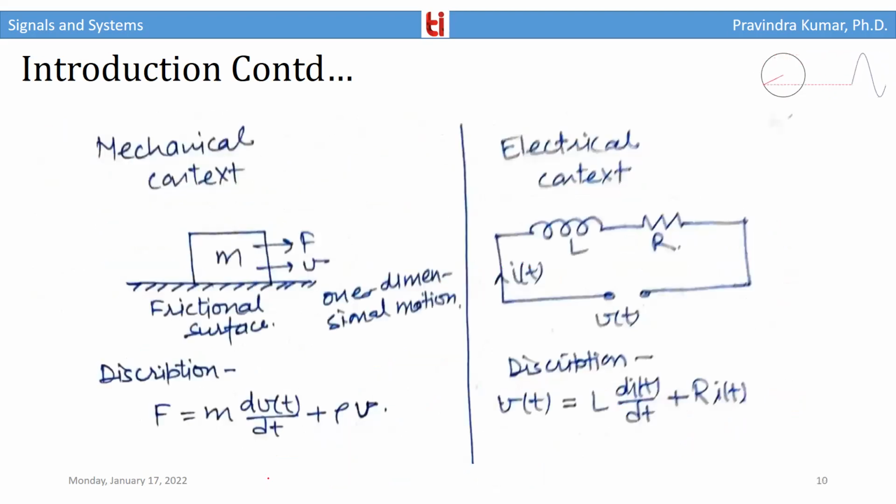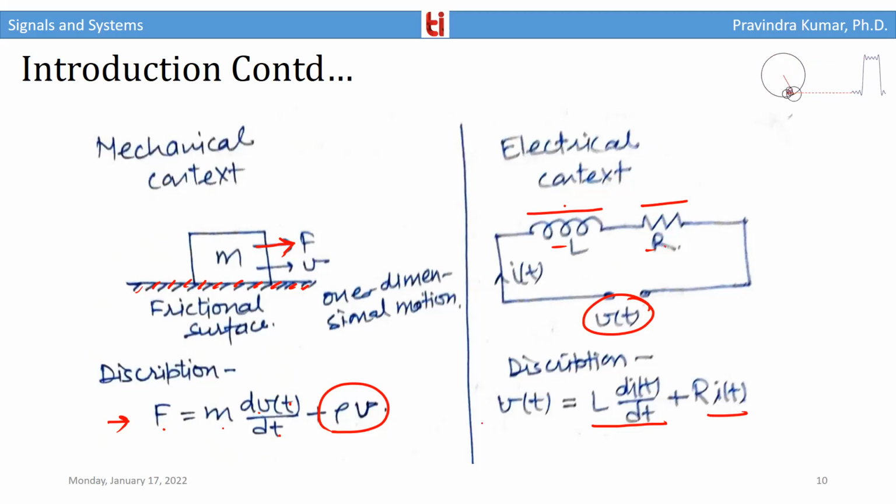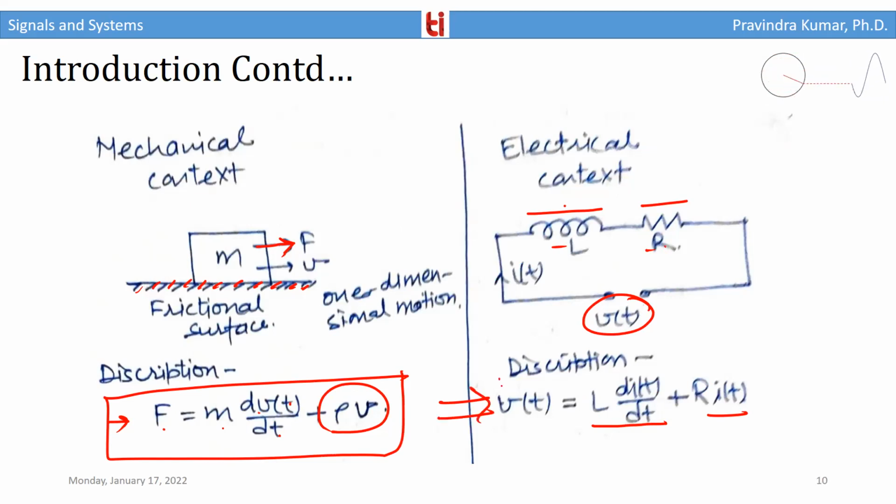Similarly, if there is friction on the surface and I'm going to move the mass m by the force F, the differential equation will be F = m dv/dt + rho v. And in the electrical system, L and R are here. So voltage will be equal to the voltage drop here plus the voltage drop here, which is L di/dt and R i(t). So here you can see these two equations are similar.